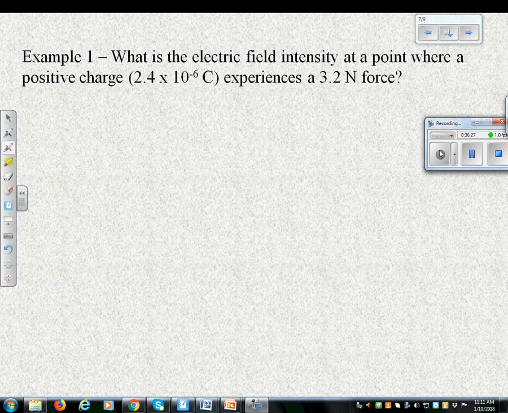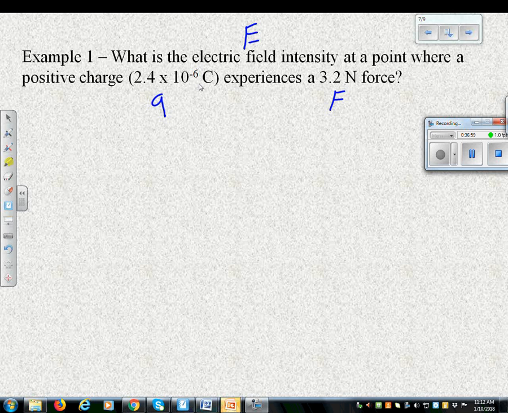Question is, what is the electric field intensity? What are they asking you to solve for? Which letter? E. They're asking you to solve for E at a point where a positive charge, 2.4 times 10 to the minus 6, that's why we did scientific notation. So this is our Q value. We are solving for E, and this is our F. So you're going to write E equals F over Q.